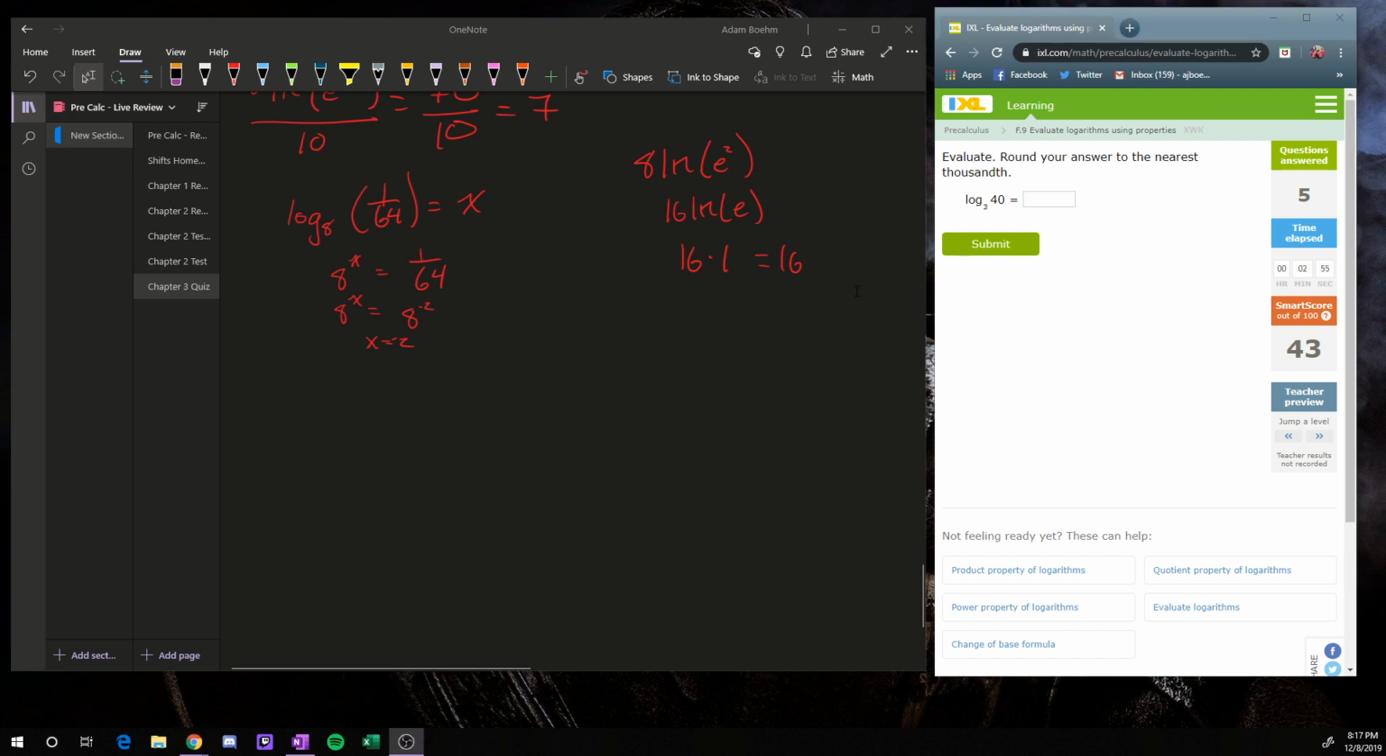And then stuff like this, you would have to have a calculator for. So I won't give you anything like this, but you just plug that into a calculator and then get an answer.